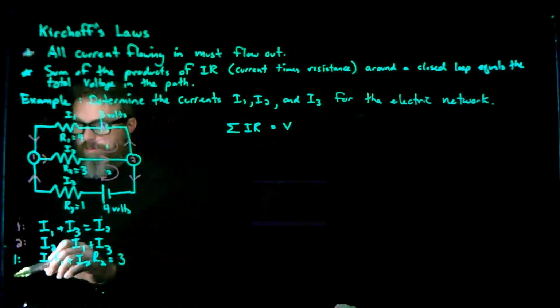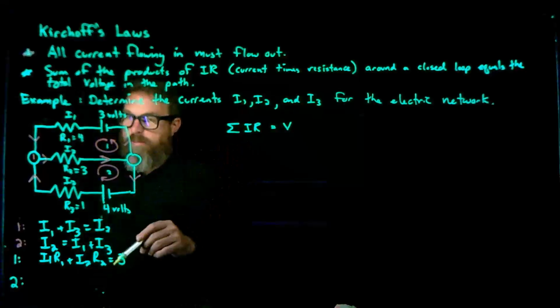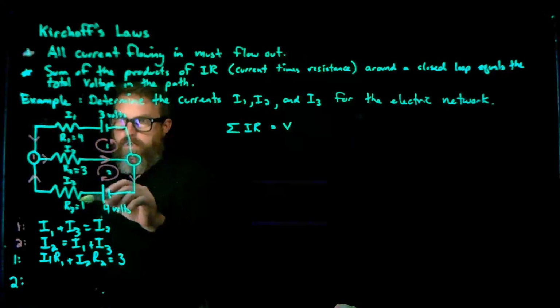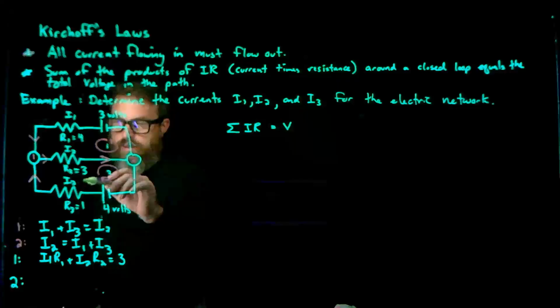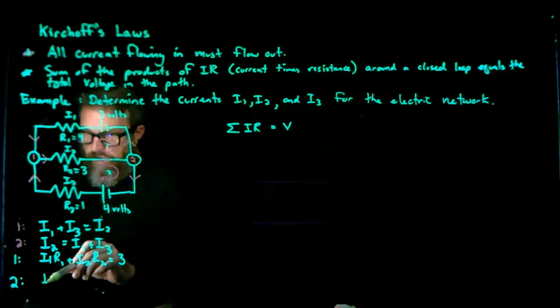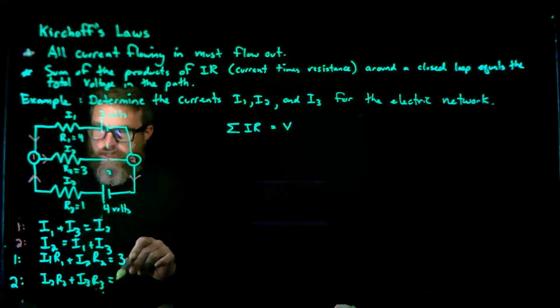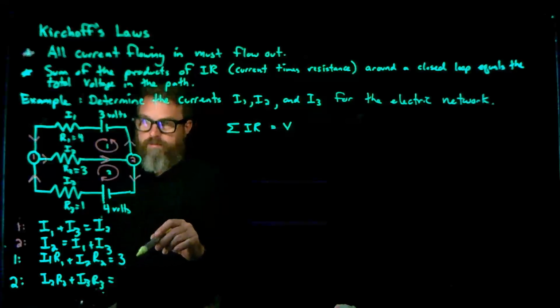Now I have the second loop over here. Second loop, very similar. The sum of I times R has to equal V. So the second loop is going this way. So I have I2 R2 plus I3 R3, which has to equal this thing's electric potential, and that voltage is going to be 4.